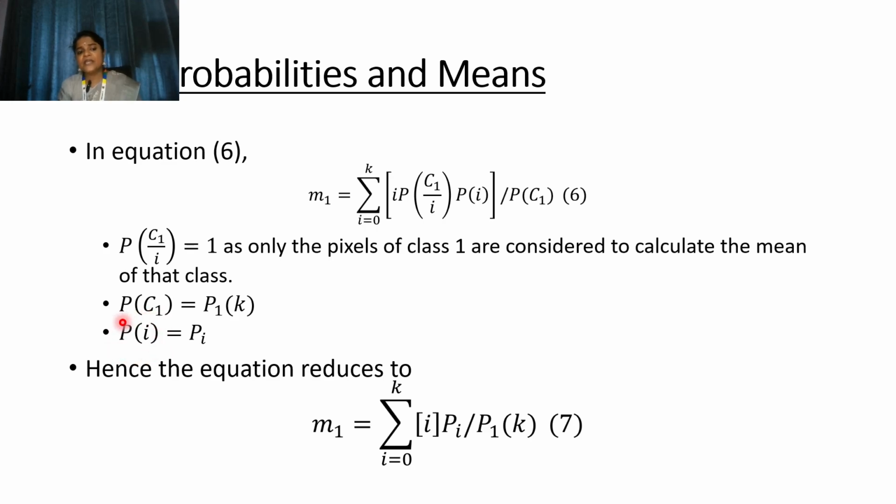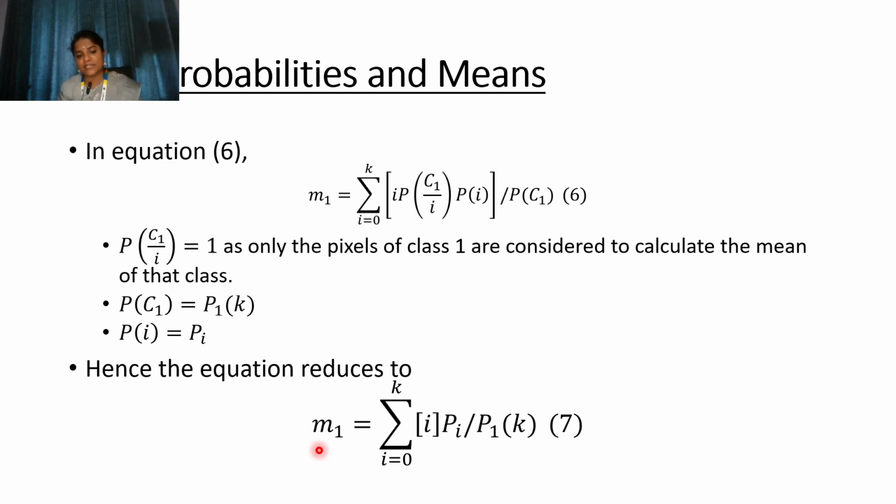What is P of I? P of I is the probability distribution of the pixel I. So, we are replacing P of I with Pi. Okay, so substituting all of these into equation 6, the equation gets reduced to summation I is equal to 0 to k, I into Pi divided by P1 of k. So probability of C1 given I becomes 1, so we are not using that here. So P of I becomes Pi and P of C1 becomes P1 of k. So this is the equation for calculating the mean of class 1.